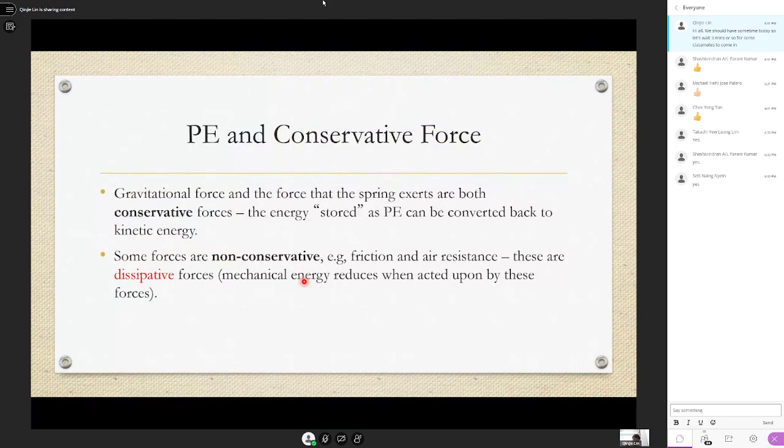Of course, with engineering you may be able to convert some back, but you only get back some of the energy. Fundamentally, it is non-conservative. It does not get converted back naturally, or rather so easily. So these are non-conservative forces.